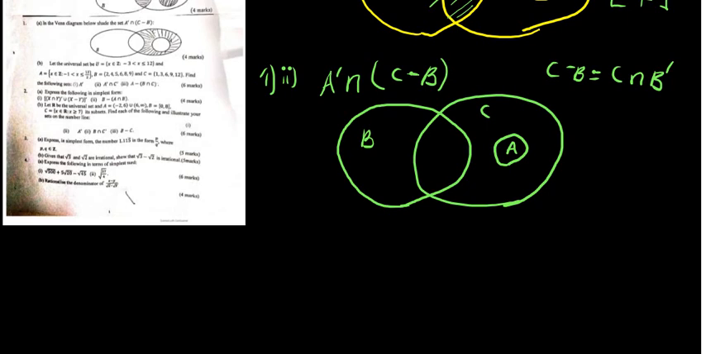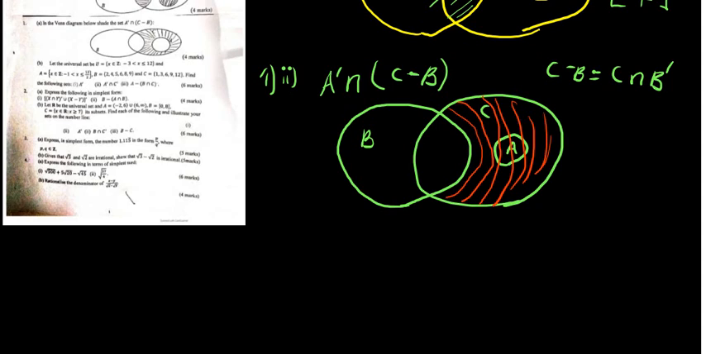Let's use red color. So B complement, those not found in B. The values that are not found in B, we say it's this part here. Now, where does this part intersect with the C? We just shade this whole part here. This is the part that we have shaded. So this is the part for C intersection B complement.